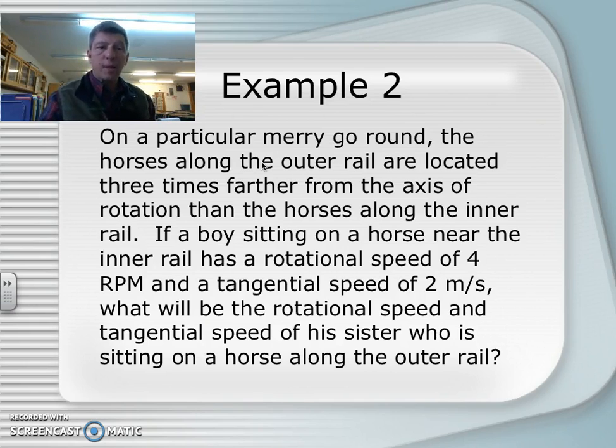Okay, before we answer this question, let's think about what we know about rotational speed and tangential speed. We know that the tangential speed depends on how far we are from the center or the axis of rotation. But the rotational speed is the same for all objects rotating around that same axis. So we know that if the boy has a rotational speed of 4 RPMs, the little girl has a rotational speed of 4 RPMs as well. If the little boy has a tangential speed of 2 meters per second, and the little girl is 3 times farther away, then we can calculate what her tangential speed is this way.